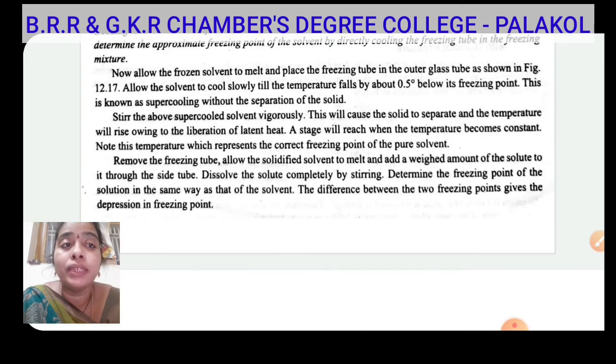The difference between the two freezing points gives the depression in freezing point. So note the freezing point of the solvent and the freezing point of the solution; the difference between the two readings gives the depression in freezing point by the experiment.